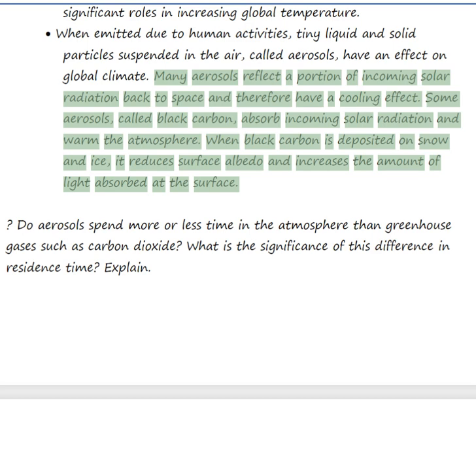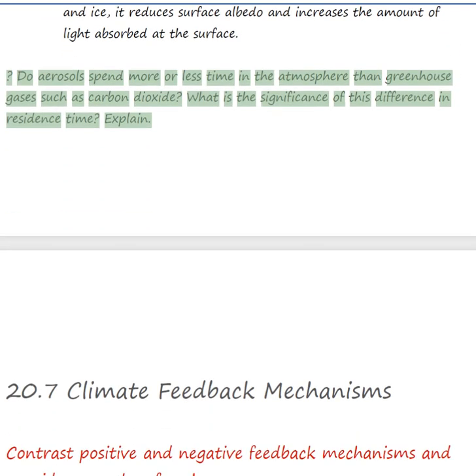Do aerosols spend more or less time in the atmosphere than greenhouse gases such as carbon dioxide? What is the significance of this difference in residence time? Explain.